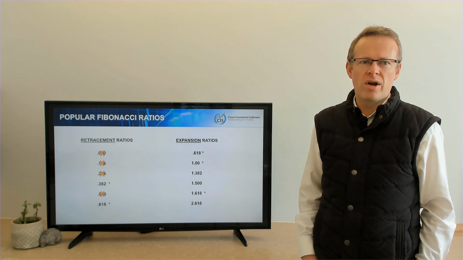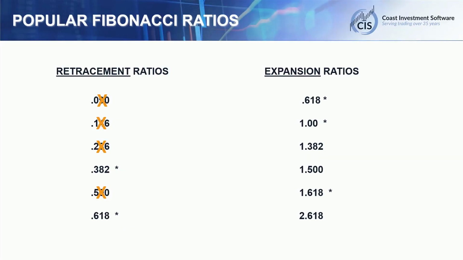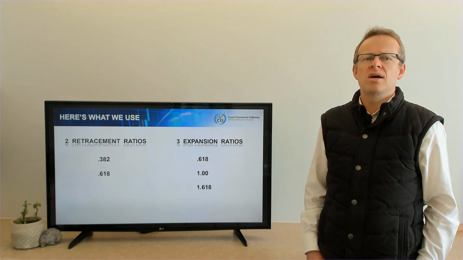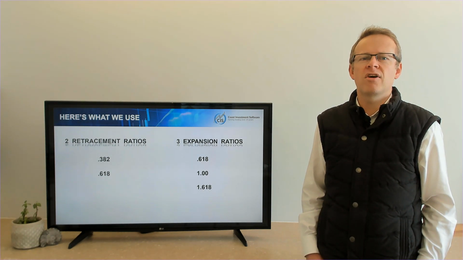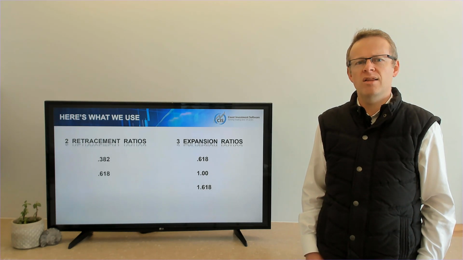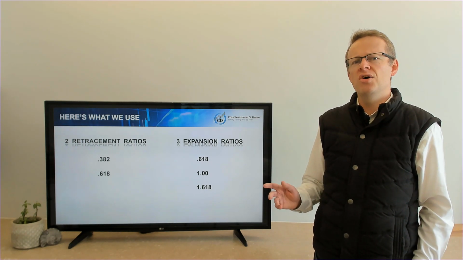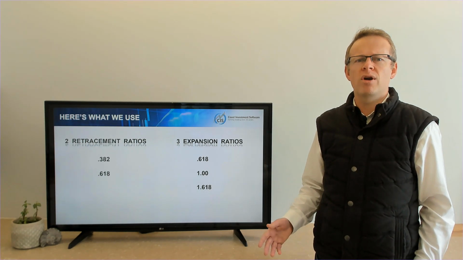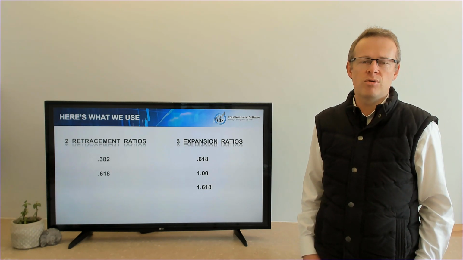We don't use the 0.9, we don't use the 1.6, 0.218, we don't use the 0.5, we only use the 0.382 and 0.618 on the retracement side. And then on expansions, we don't use 1.318, 1.5, 2.618. We only use the 38.2% retracement, 61.8% retracement. We use three expansions, the 0.618, the 1 and the 1.618 expansion. So you can see Joe has taken Fibonacci and really through rigorous research throughout what doesn't work and simplified it so that we can actually use it in trading.